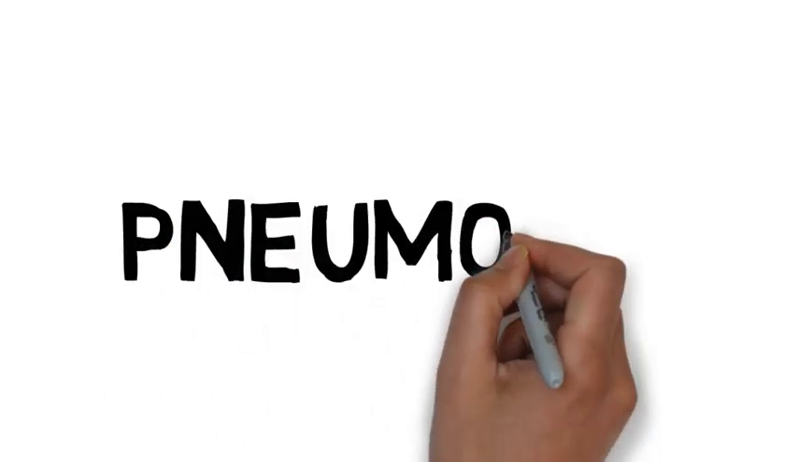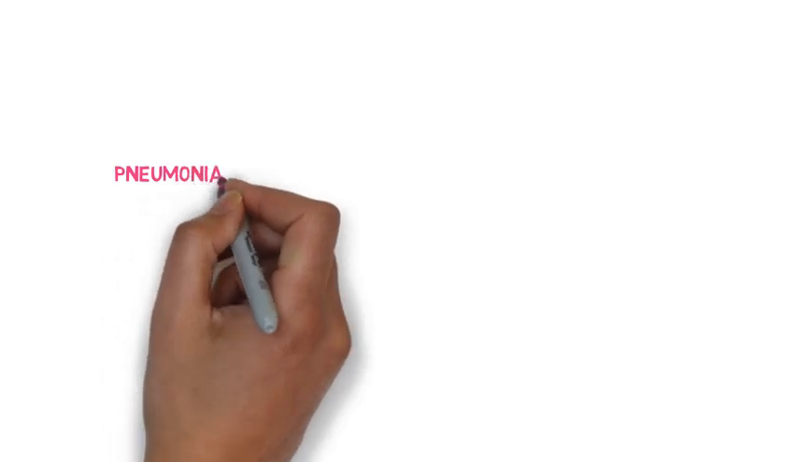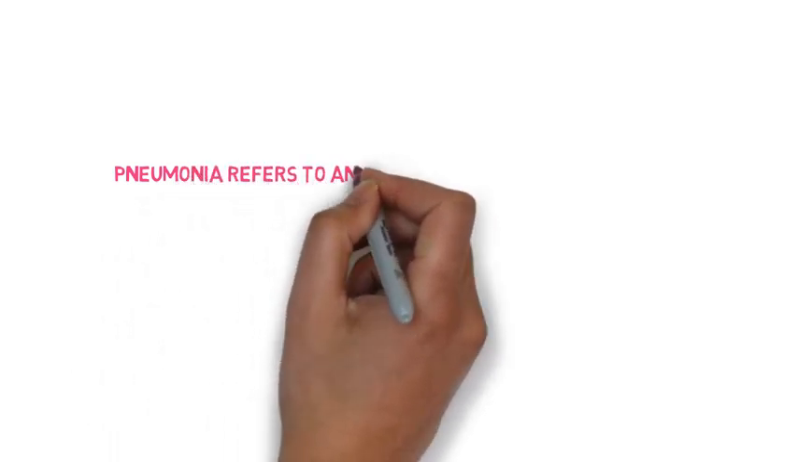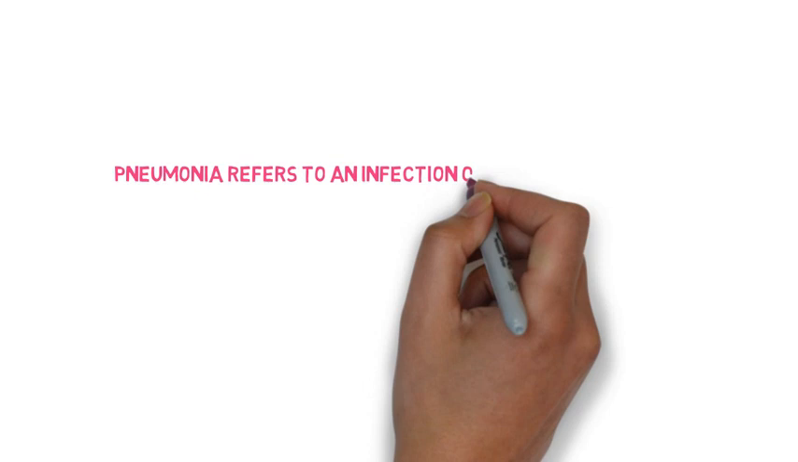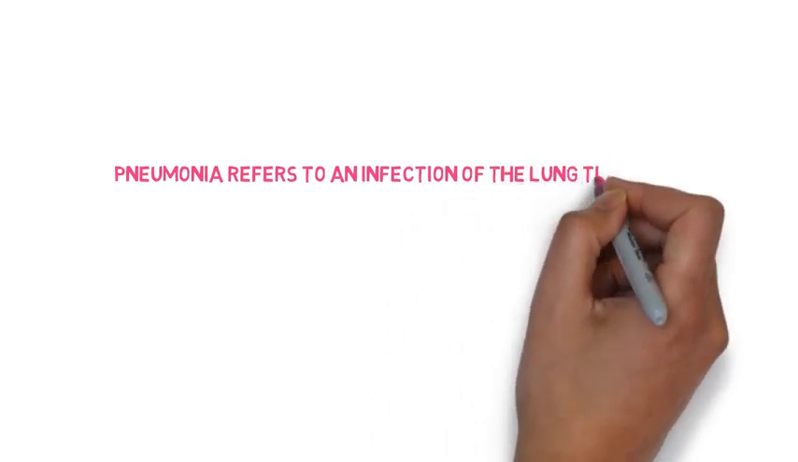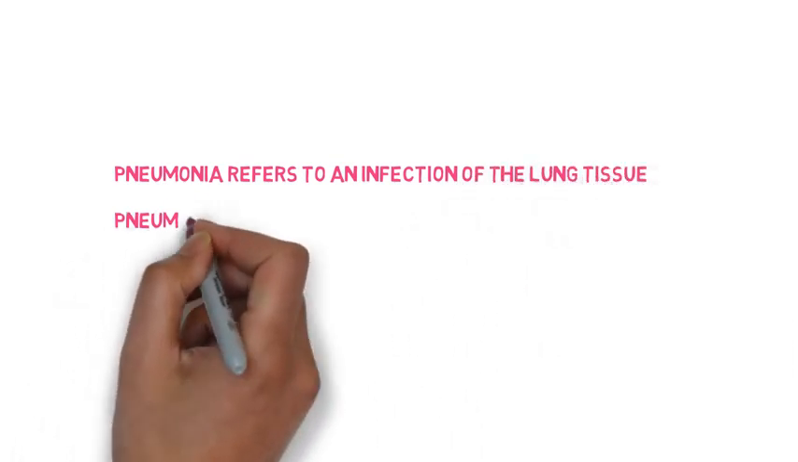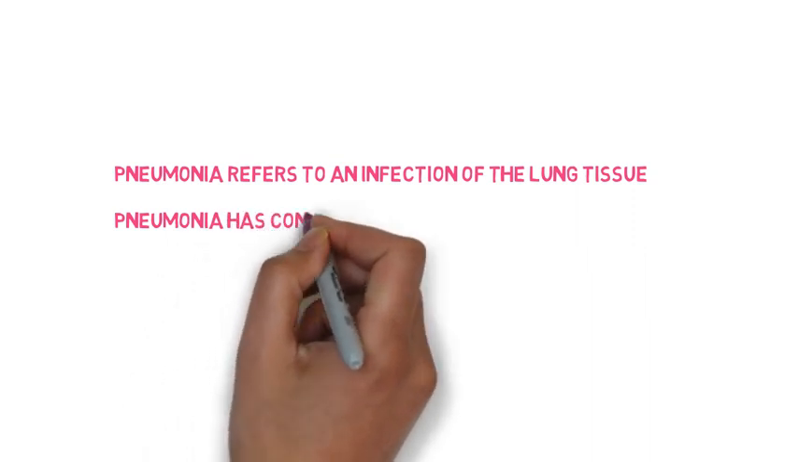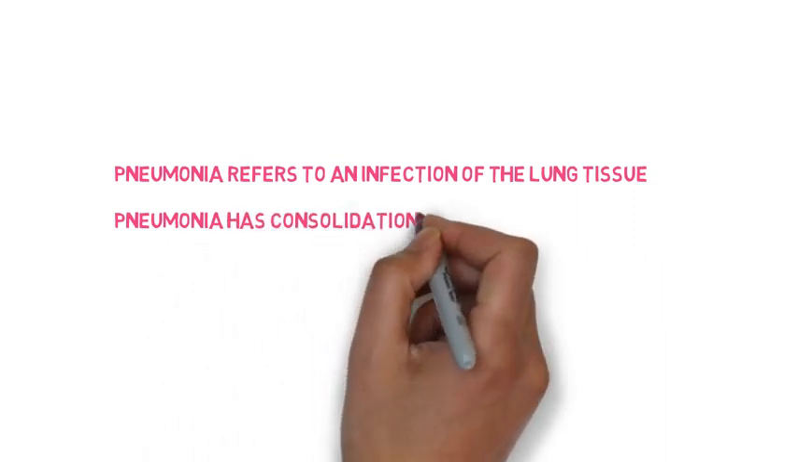Today I'm going to talk about pneumonia. Pneumonia refers to an infection of the lung tissue. Unlike a simple respiratory infection, pneumonia has associated changes on a chest X-ray. For example, consolidation.